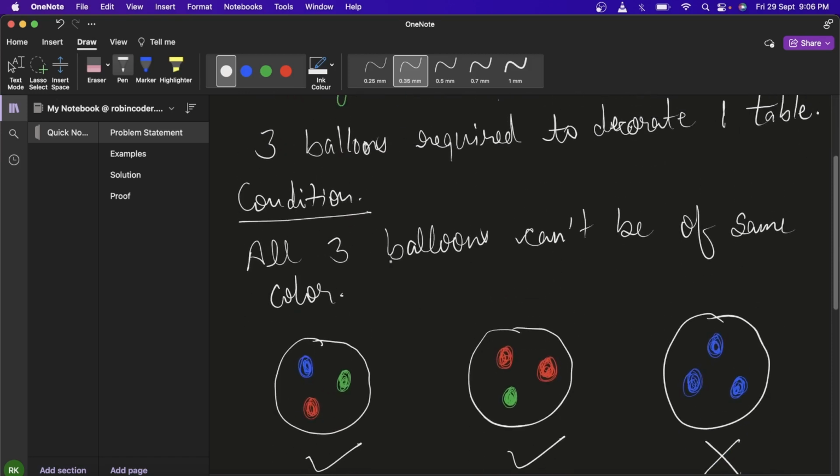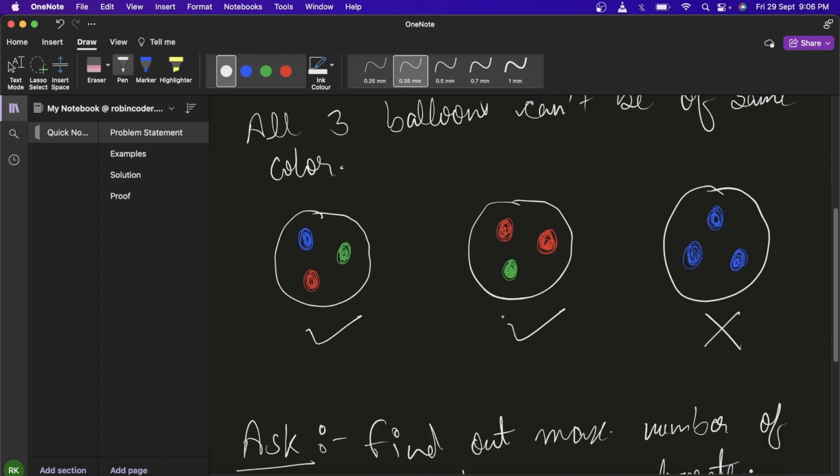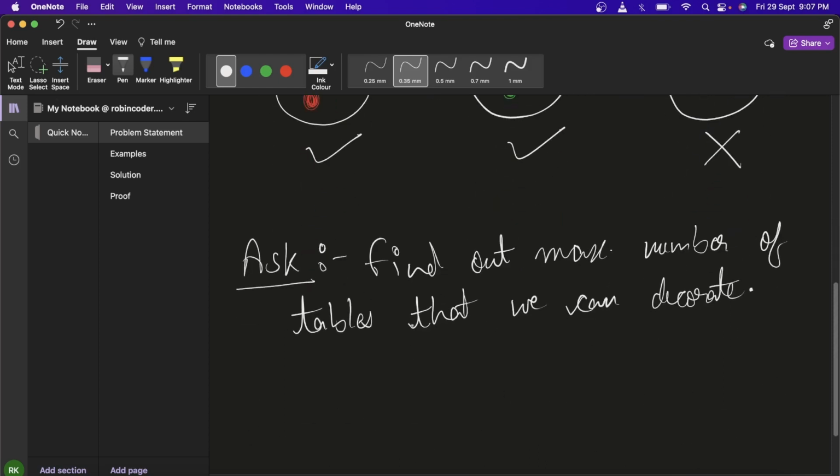There is one condition for the decoration, that is, all three balloons can't be of the same color. So all three balloons that we require to decorate the table can't be of the same color. For example, we can have RGB, RRG, but we can't have all the balloons as blue. Similarly, we can't have all of the balloons as red or green. So the ask of the problem is to find out the max number of tables that we can decorate.